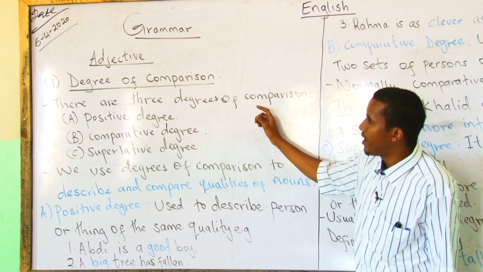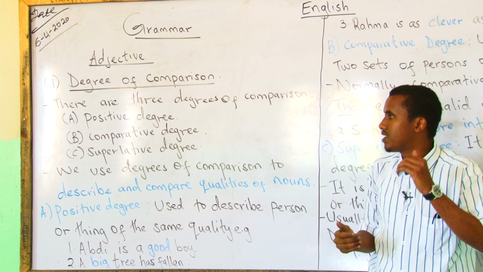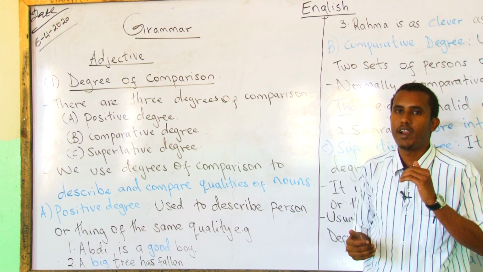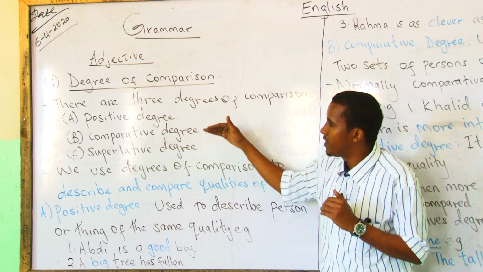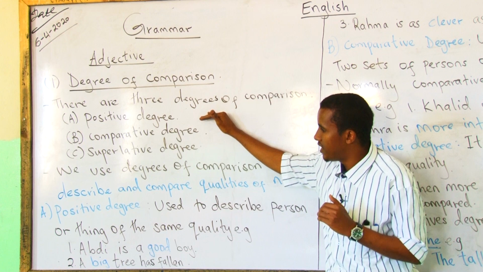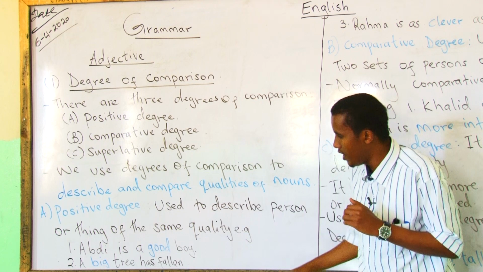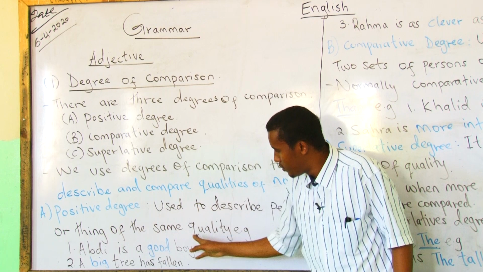A reminder: degrees of comparison are levels. They are the first degree, the second degree and the third degree: the positive degree, comparative degree and superlative degree. The degrees are like levels, so you have to begin with the first level, then the second level and third level. The first level, the positive degree, describes persons or things of the same quality. Why do we say of the same quality?